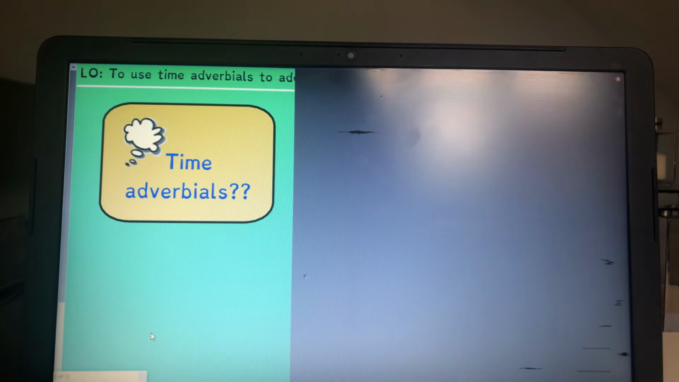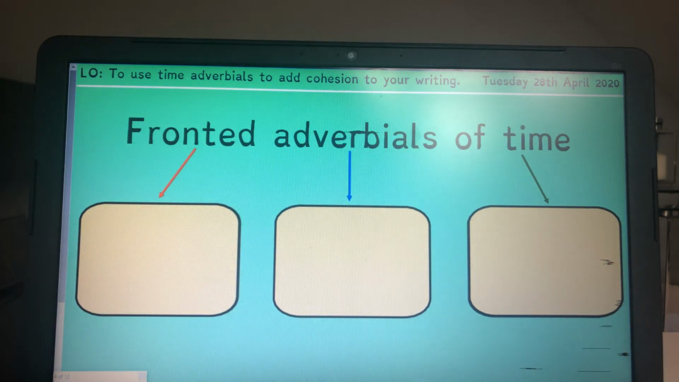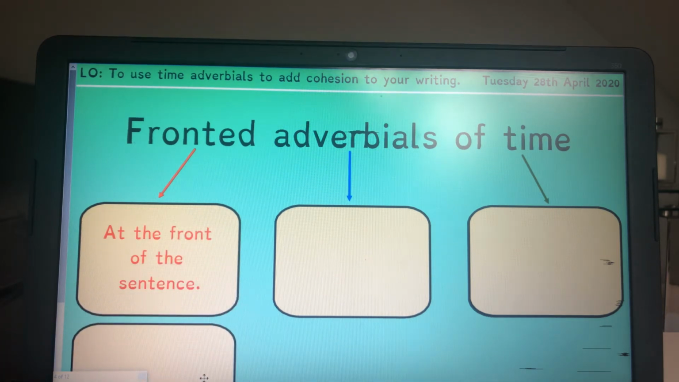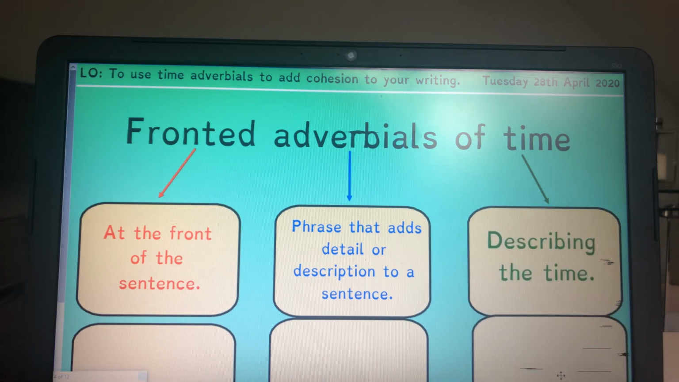So time adverbials. What are they? Let's have a look. We might know them as other things. They're also known as fronted adverbials of time, which is a big mouthful, or time connectives. But it's nothing scary. Let's break it down. Fronted, at the front of the sentence, quite easy. Adverbial, snazzy word. It's just a phrase that adds detail or description to a sentence. And of time, it describes the time something might be happening, how often it happens. So fronted adverbials of time sounds snazzy, but it's not when we break it down.